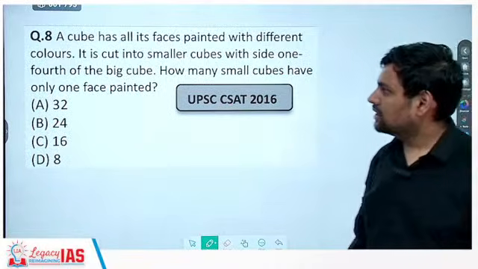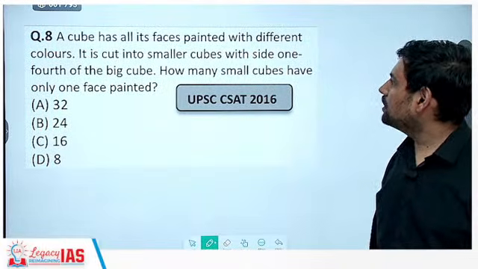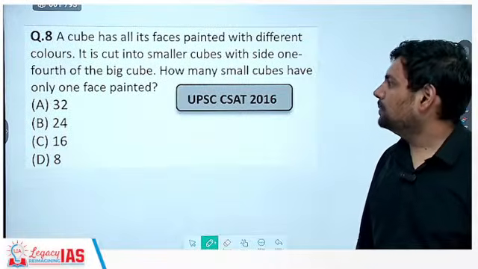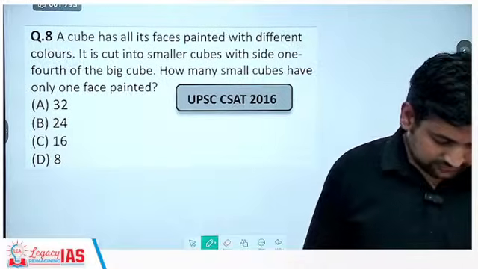Yeah, let's do this. A cube has all its faces painted with different colors. It is cut into small cubes with side 1/4 of the big cube. How many small cubes have only one face painted? Do it, do it.